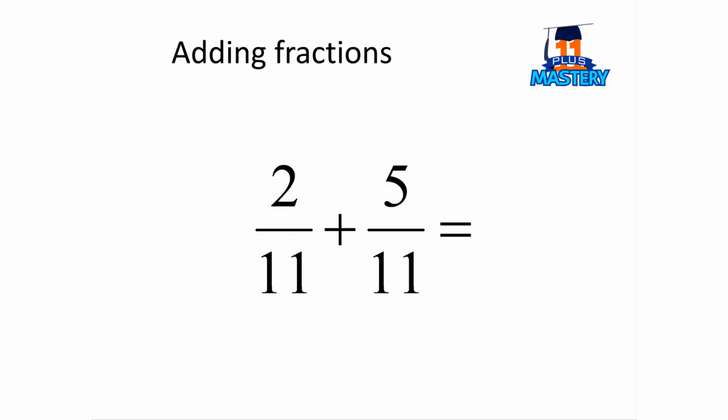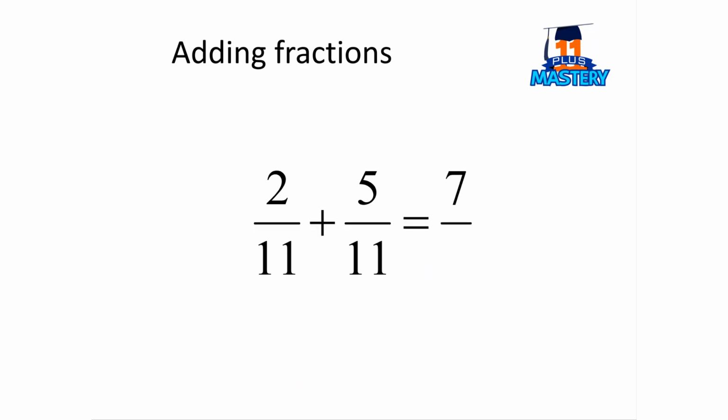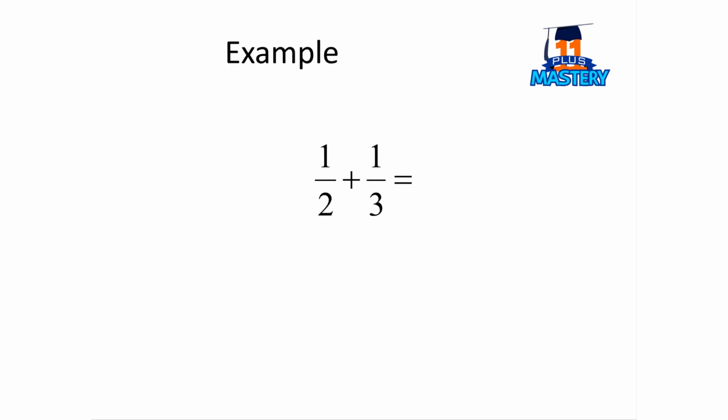Let's have a look. To add fractions, I simply add the top numbers, and the bottom number or denominator stays the same. That means that to add or subtract fractions, the fractions must have the same denominator. So if I've got a question like this, 1/2 plus 1/3, I need to work out what the lowest common denominator is first. And for 2 and 3, my lowest common denominator is 6.